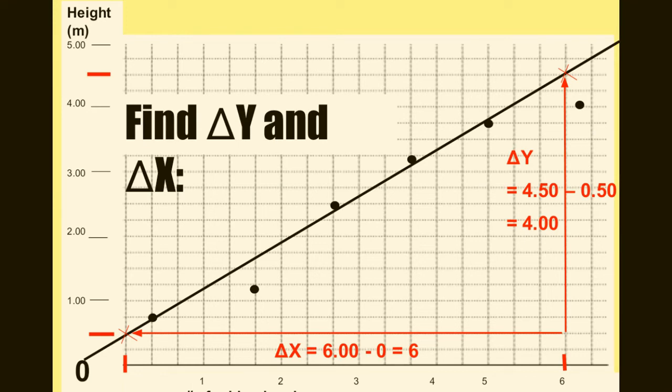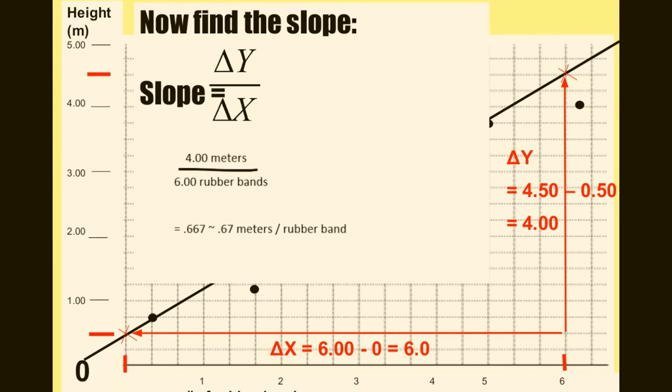Our x value for x2 was a 6. Remember this one here coming all the way down to be a 6. And from this point here was a 0. So 6 minus 0, x2 minus x1 gives us a value of 6. When you punch it in the calculator, 4 divided by 6 will give you roughly around 0.6667, which rounds up to 0.67 meters per rubber band.